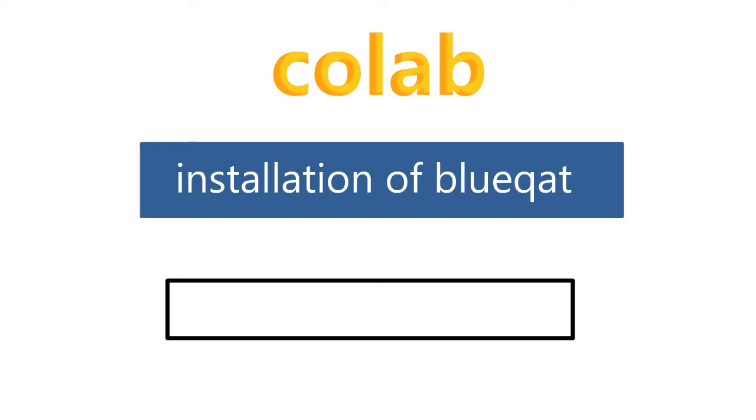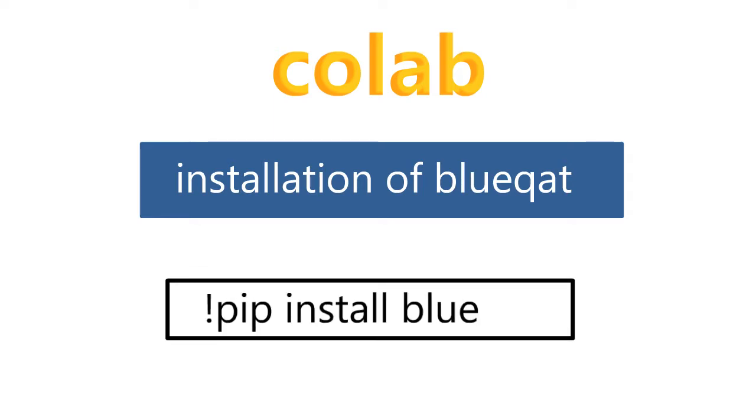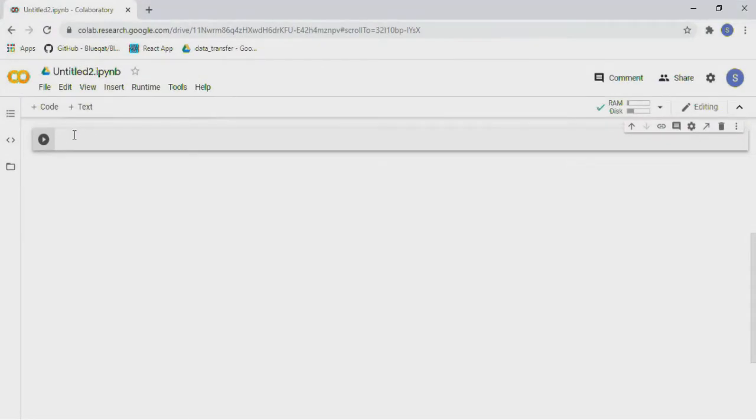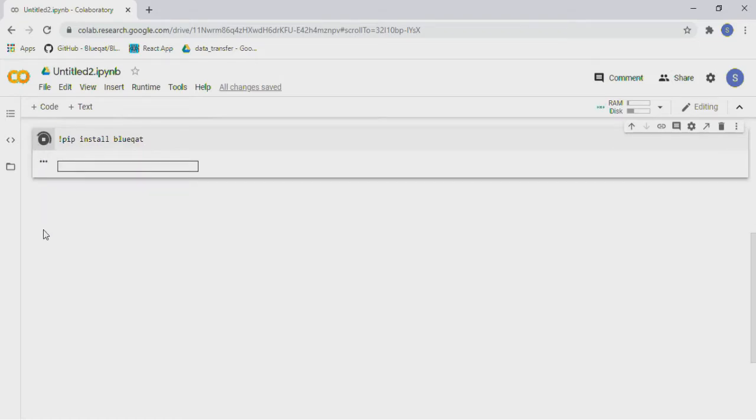We can do it by using this code !pip install Blueqat. Type the code that was shown earlier in Google Colab. Then click on play button and Blueqat will be installed.